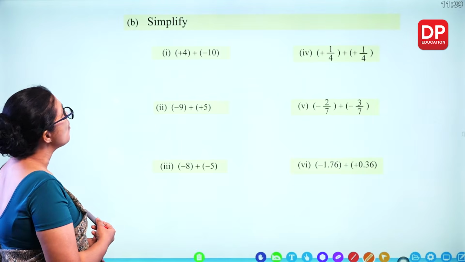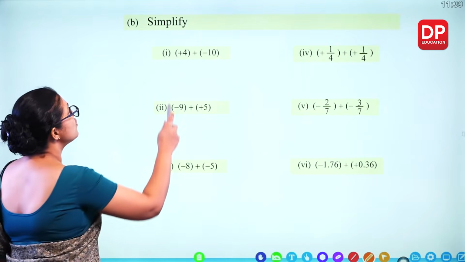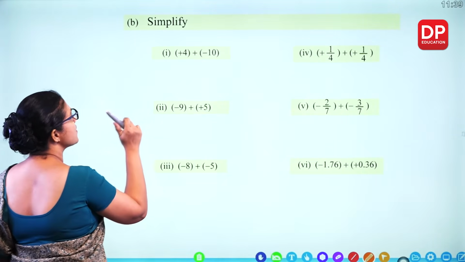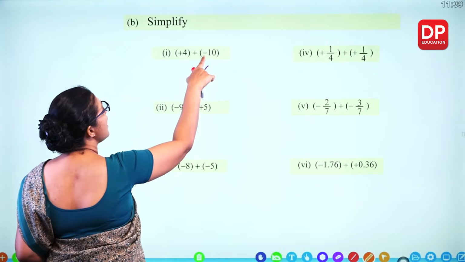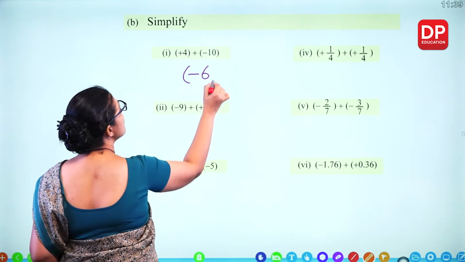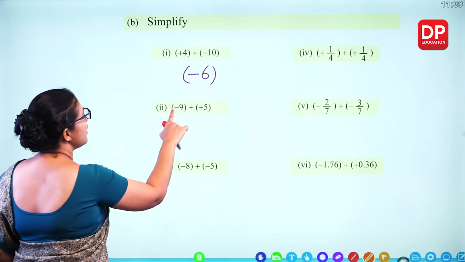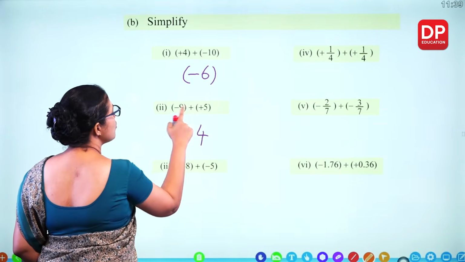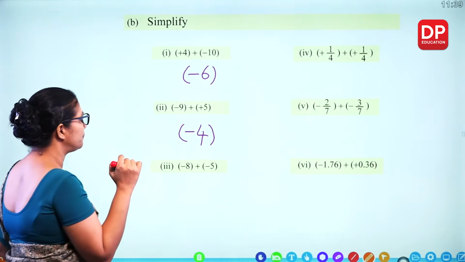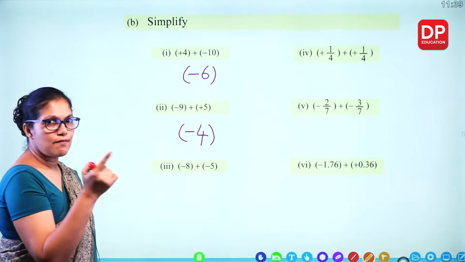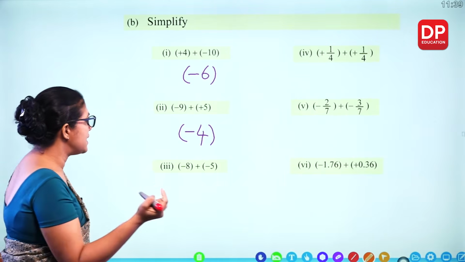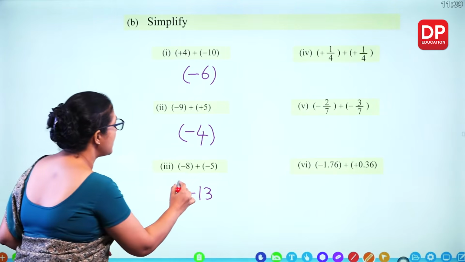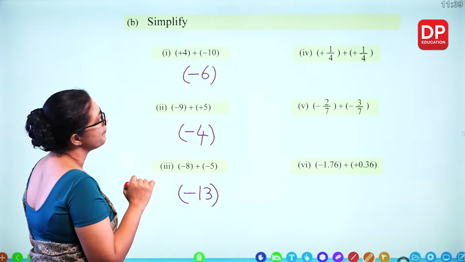Simplify. Now you can do it without the number line. When the two numbers have different signs, what do you do? Take the difference. 10 and 4, the difference is 6. And the larger number is negative, so you get -6. 9 and 5, two different signs. Take the difference, 4. Larger number is minus, so -4. This one both negative. So both negative or both positive, you add. 8 plus 5, 13. And the sign is negative because both are negative.